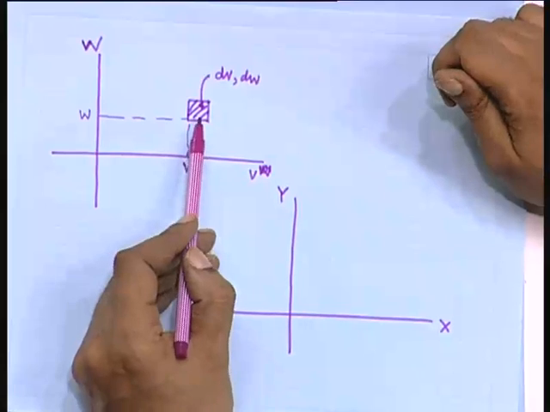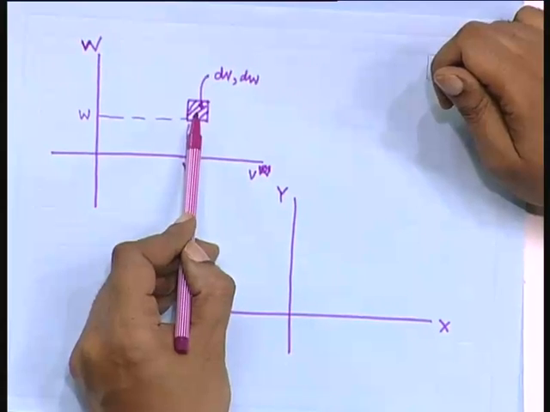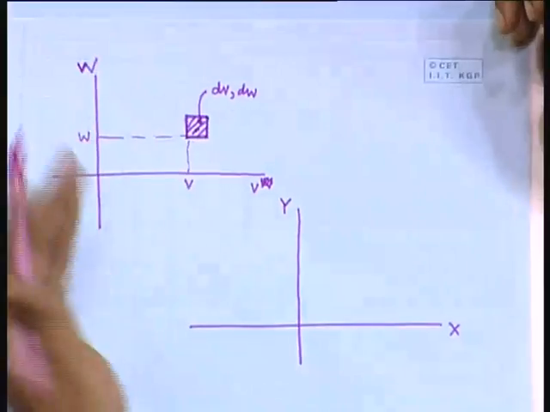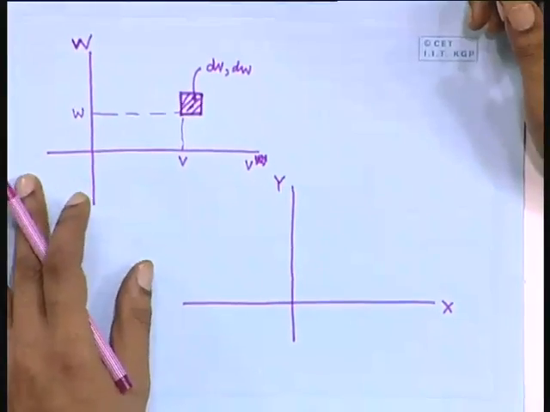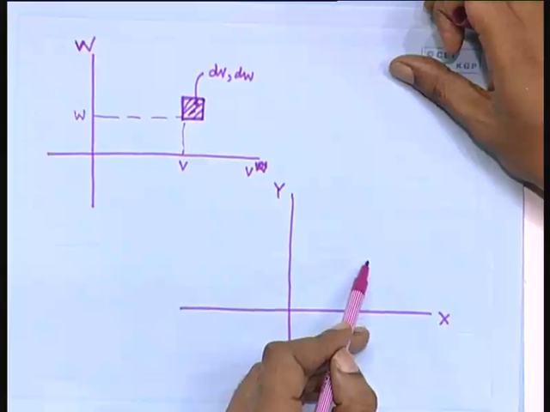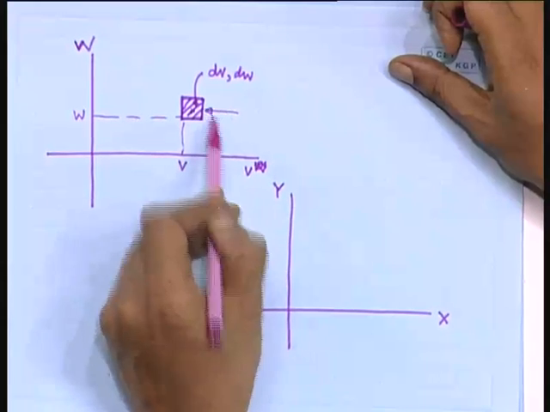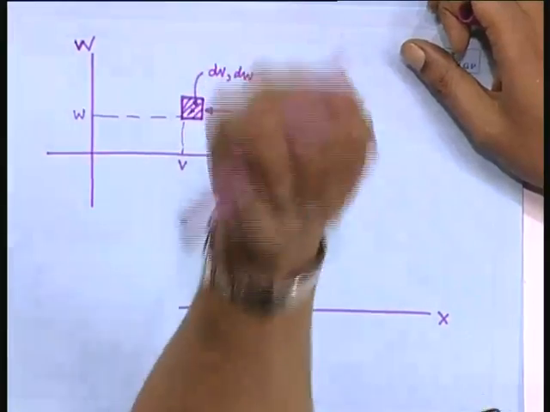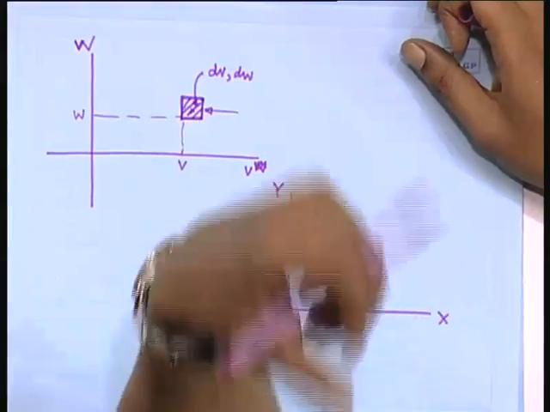Now, if you have to find out what corresponds to this, where from this has come, from x and y, you have to identify which region in x and y has given rise to this region in V W, is it not? You have to find out the corresponding region in the xy plane. And you have to integrate the f xy function over that region.